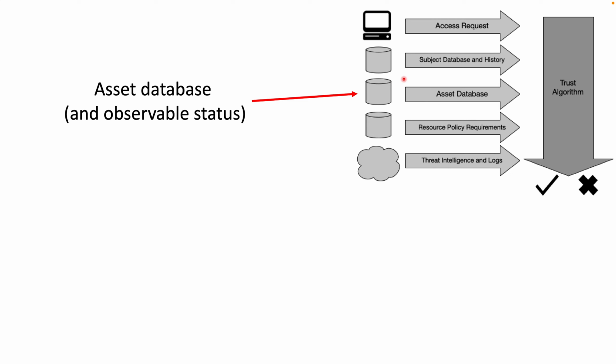Next one, access database. We said that access request is basically to check information like the requester's device and software, and the access database here is used to compare the observable status of the asset that the subject is using to make the request. It can include the operating system version, software like patch, and its integrity, all kinds of information about assets.